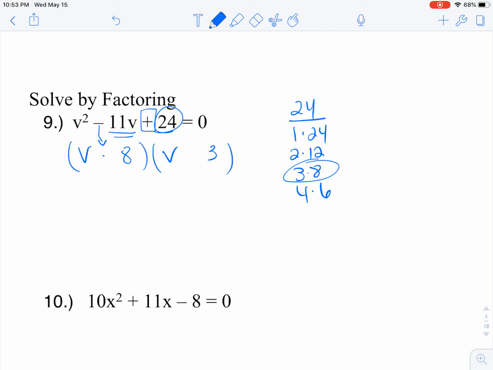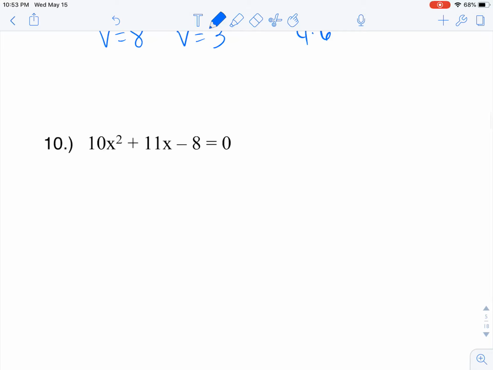The first sign comes straight down. The second sign is plus, so that means the 2 signs inside my parentheses have to match. So this is also minus. Now, this does say solve, so that's factored. Now I need to solve it, so I flip the signs. So V equals 8 and V equals 3. 10 is AC method.